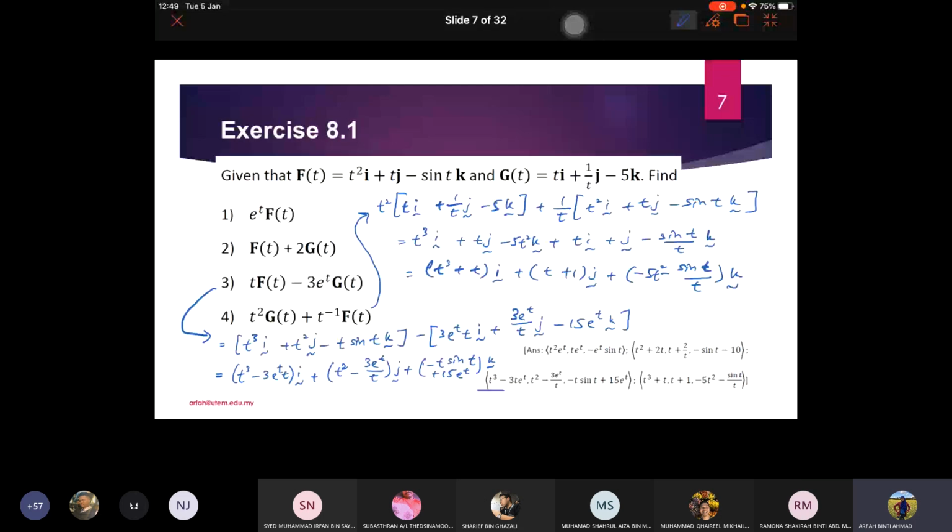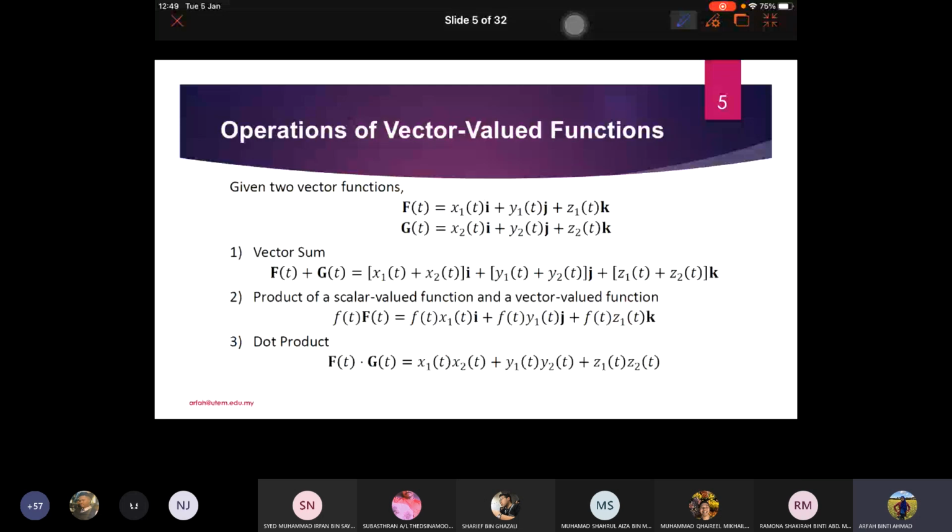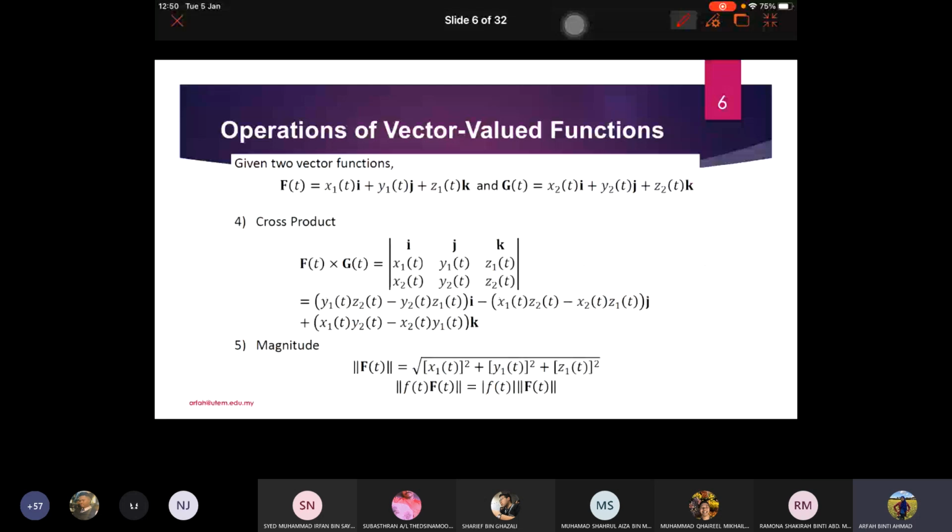So for example, this one, dot product bagi F dan G. Dot product bagi vector F dan G, awak akan dapat X1 darab X2, Y1 darab Y2, Z1 darab Z2. Why? Because I darab I akan sama dengan J darab J akan sama dengan K darab K akan sama dengan 1. Okay. So sebab tu hilang dia punya all the component I, J dan K.